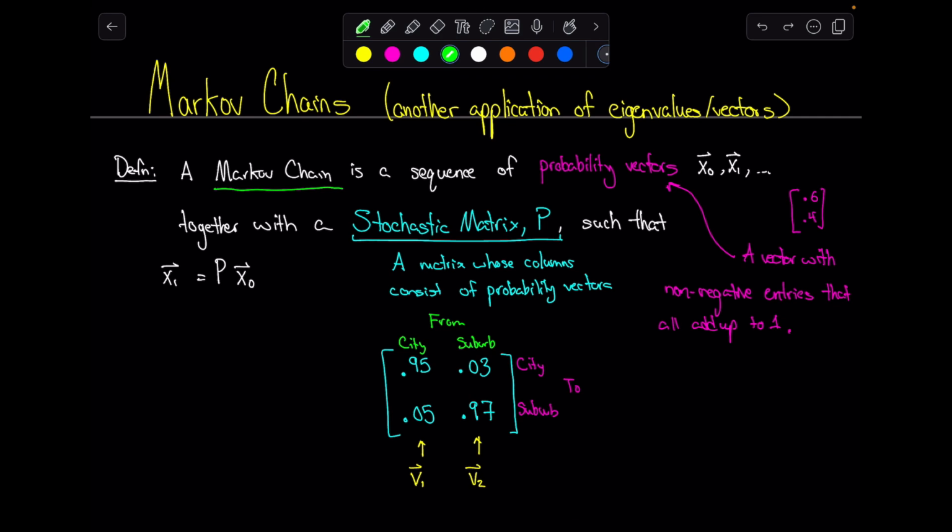The idea here is that I give you a distribution of the population, given by x naught is equal to 0.6 and 0.4 here. What this says is that 60% of our population currently lives in the city, and 40% of our population currently lives in the suburbs. You can go out, you can survey this, you can use statistical techniques to figure something like this out.